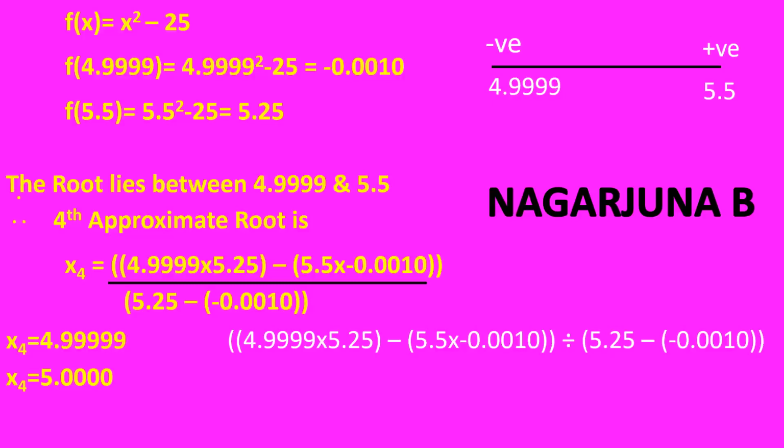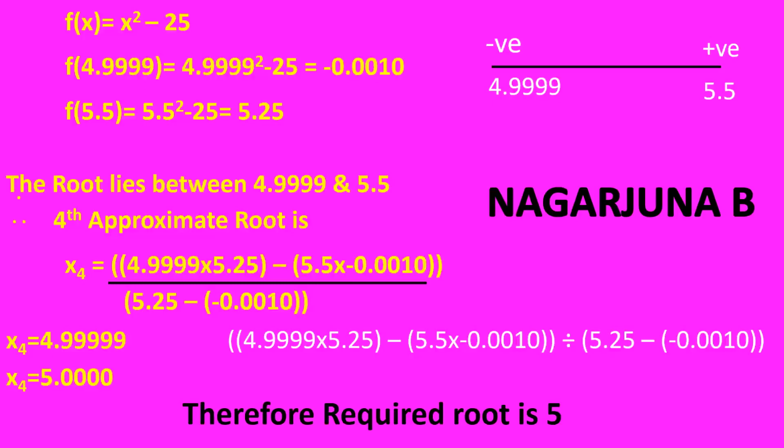Now when we substitute this value 5.000, you already know f of x is equal to x square minus 25. So 5 square is 25, 25 minus 25 is equal to 0. This we have found, that is the exact root is 5. Now we have got that particular root. Therefore the root for the given equation x square is equal to 25 is 5. This is the way how we need to find the root of an equation by using the method of false position.